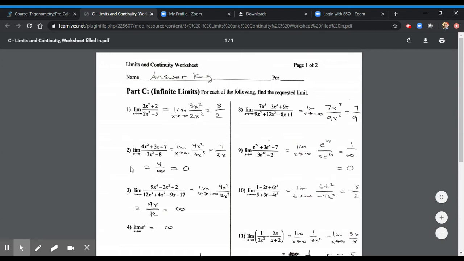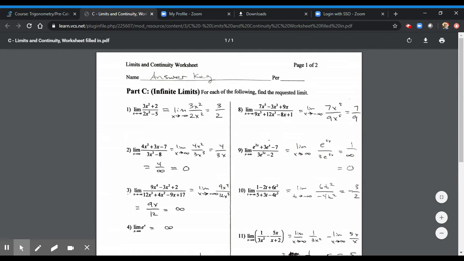Let's look at the next one. As x approaches infinity, the limit of 4x squared plus 3x minus 7, all divided by 3x cubed minus 8. This equals, if we're just looking at the highest order again, the limit as x goes to infinity of 4x squared divided by 3x cubed. Well, the x squareds cancel out, and I'm left with 4 over 3x. As x goes to infinity, that's going to go to 4 over infinity, which is equal to 0.